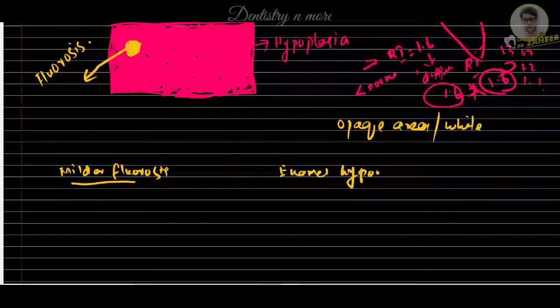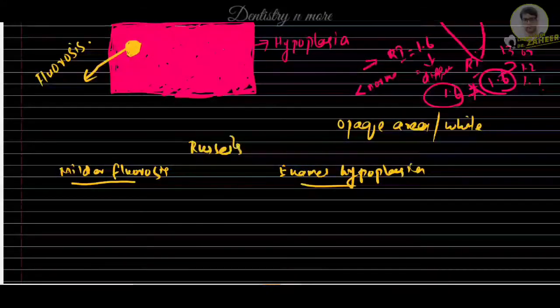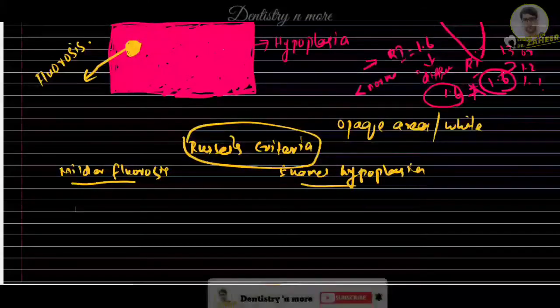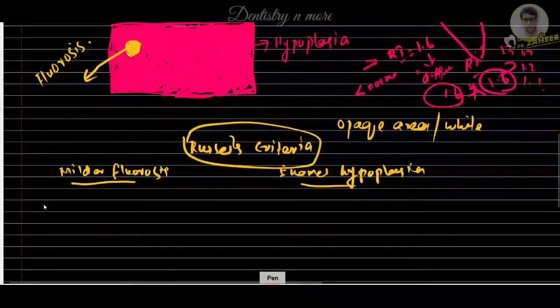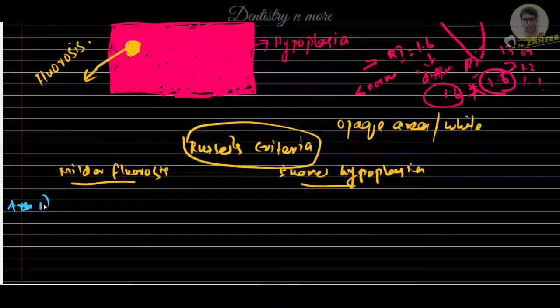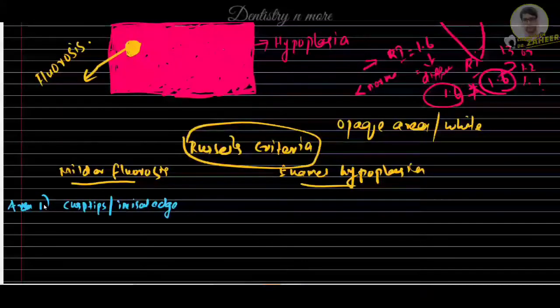These criteria were given by Russell, so we can say it is Russell's criteria of differentiation. The first criterion is the area affected. In fluorosis, it usually affects the cusp tips or incisal edge. So when you see a very mild form of fluorosis or enamel hypoplasia, if white areas are seen on cusp tips or incisal edge, it will be fluorosis.